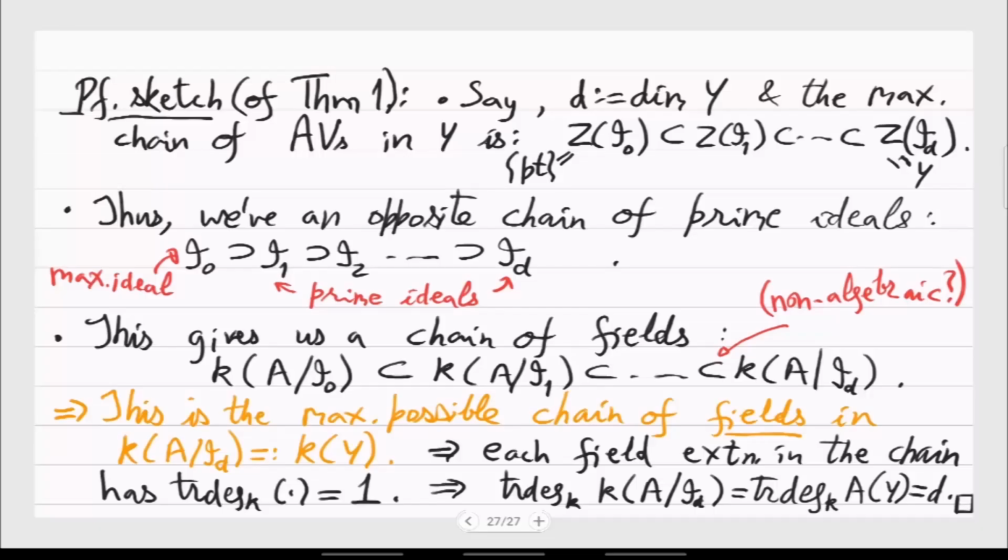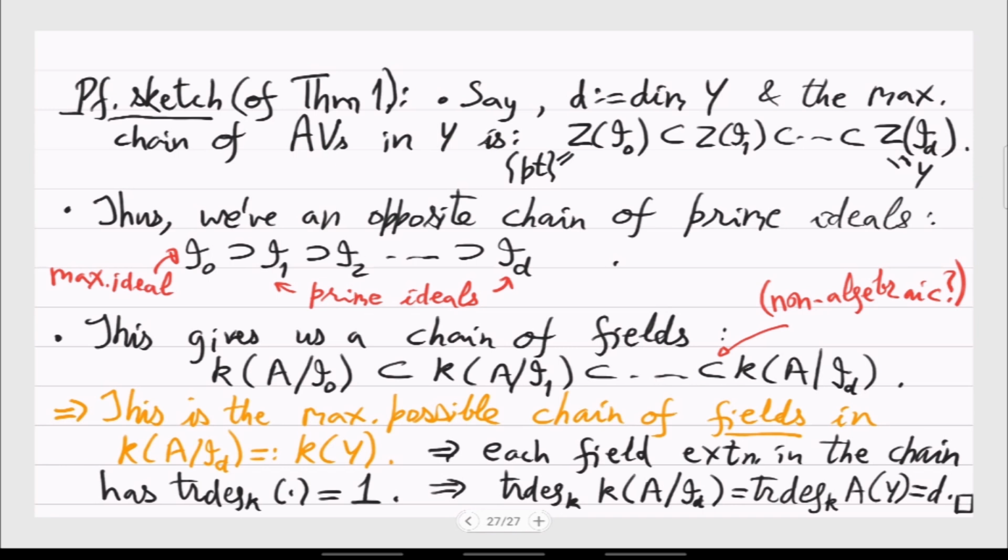Okay, so last class we defined the dimension of a closed set, right? So the way we defined it was: the dimension of an affine variety Y is the longest chain of closed sets that you can embed in it. This was the geometric definition.